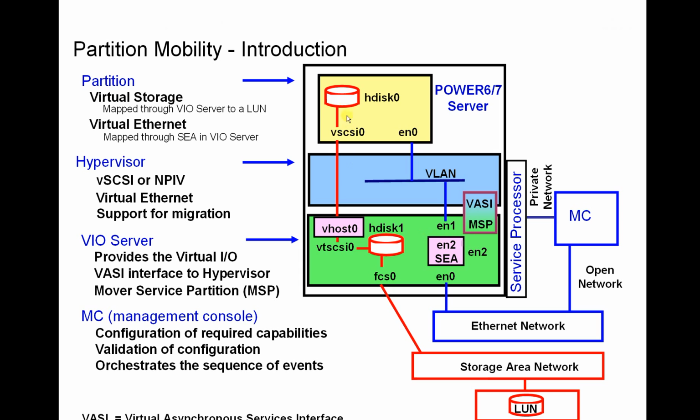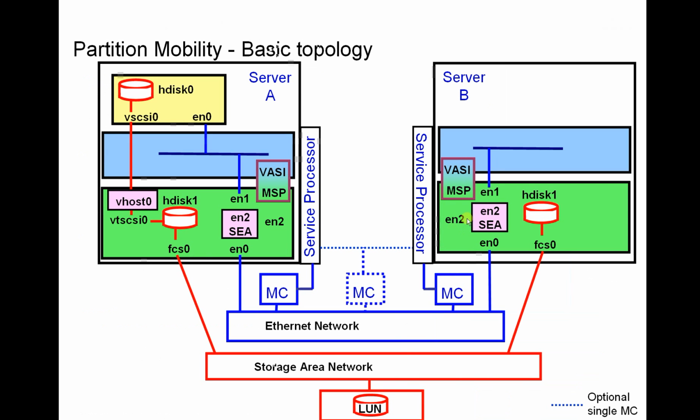So you note that virtualized storage, virtualized network is what makes partition mobility possible. The hypervisor and the VIO server work together along with the hypervisor and the VIO server on now a target system. So the picture that you saw in the previous slide was the source system. Now we introduce the target system. This is where you're going to migrate your partition to as a means of eliminating downtime for whatever reason you want to vacate server A.